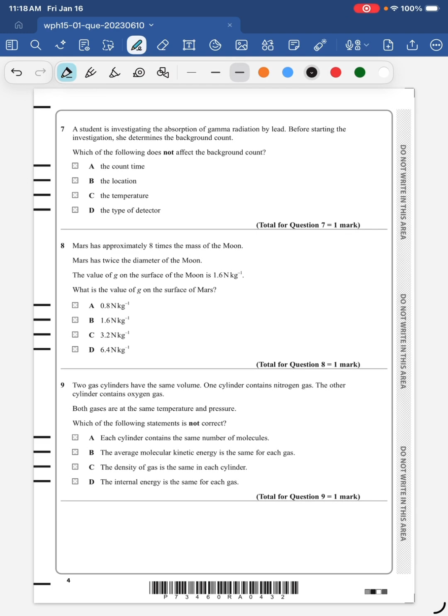A student is investigating the absorption of gamma radiation by lead. Before starting the investigation, she determines the background count. Which of the following does not affect the background count? The count time, that will affect it, right? The location, that will affect it actually. And in one of my videos, I think I mentioned it, in basements.